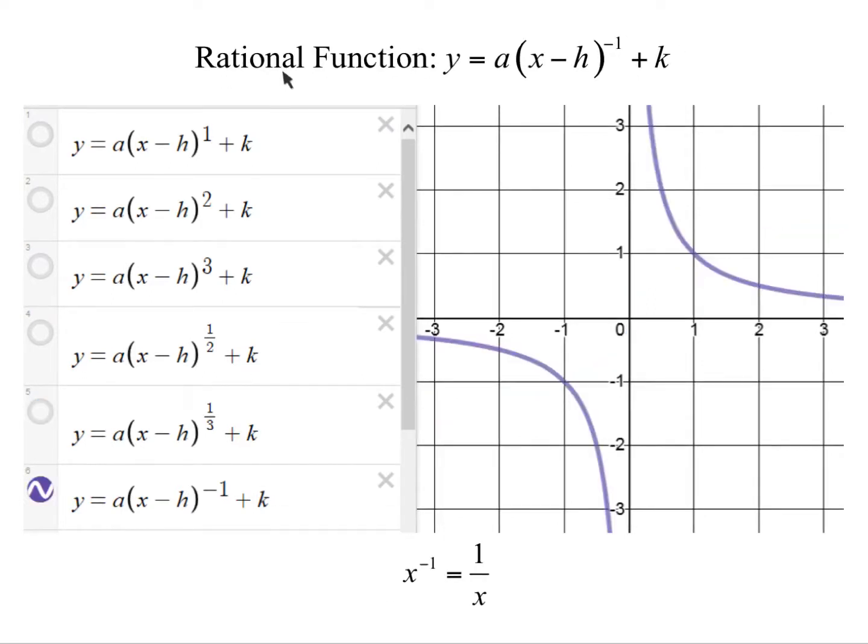Our last function is the rational function, which is a negative power. Well, what you have to realize is a negative power is really a fraction. So really, this is a fractional or ratio function. And there is nothing here at 0 because you cannot divide by 0. So there's something called an asymptote that's drawn right here, creating the spot I can't draw.